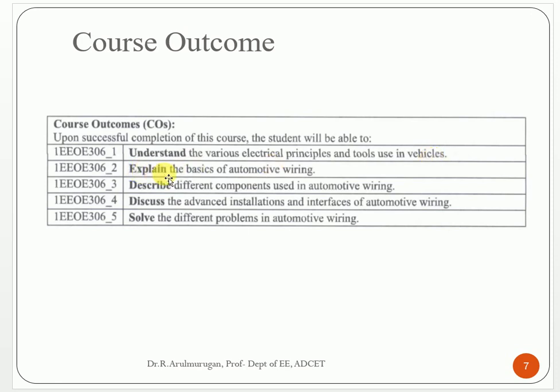The next one, explain the basics of the automotive wiring system. Describe different components used in automotive wiring systems. Automotive wiring system, different components, what are they? Discuss the advanced installations and the interfaces of automotive wiring system. Solve the different problems in automotive wiring systems. So these are the outcomes of the course.